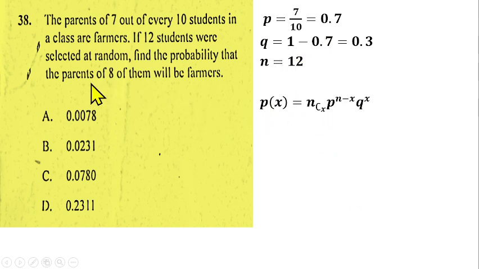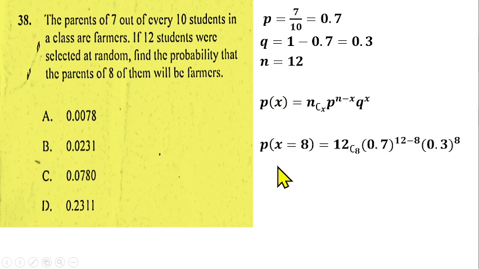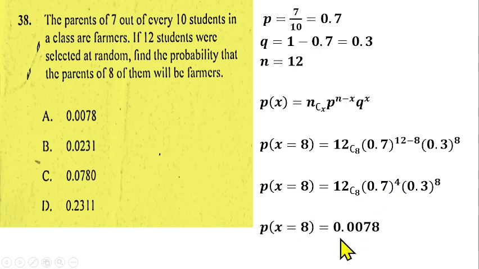Let's substitute. We are to find the probability that the parent of 8 of them will be a farmer. So that means our S will be 8. So we have P(S = 8) equals 12 combination 8 into 0.7 raised to the power 8 multiplied by 0.3 raised to the power 12 minus 8. If you simplify this right hand side, you will have 12 combination 8, 0.7 raised to the power 8, 0.3 raised to the power 4. If you simplify this, that gives us 0.078, which is option A for question number 38.